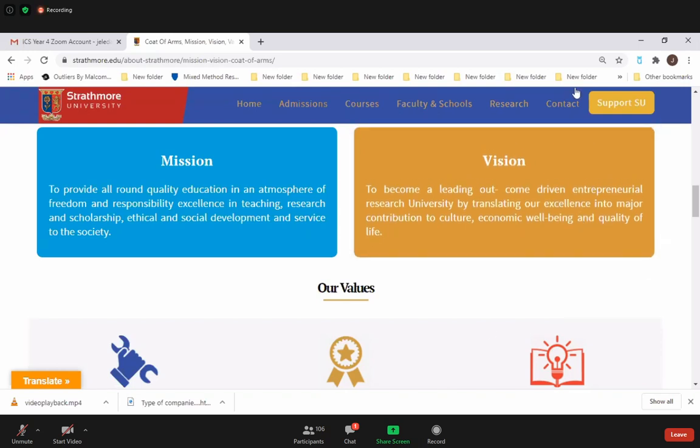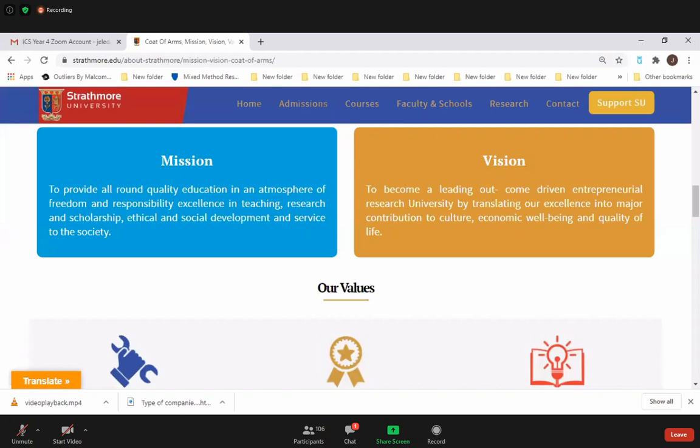The vision: to become a leading outcome driven entrepreneurial research university by translating our excellence into major contribution to culture, economic well-being, and quality of life. Thank you. Thank you very much.